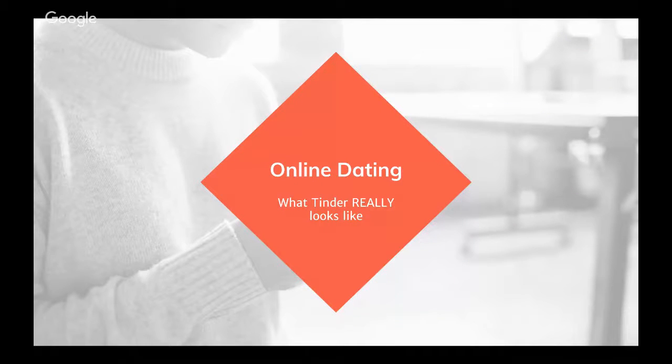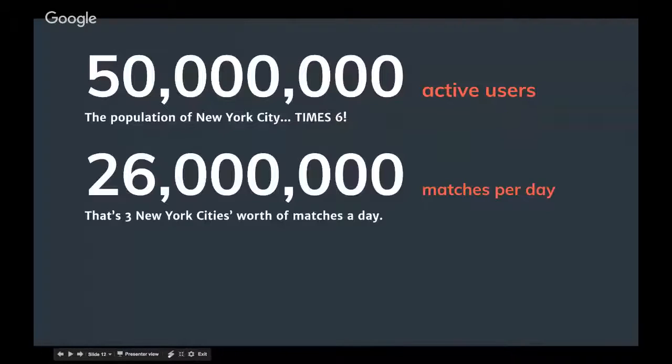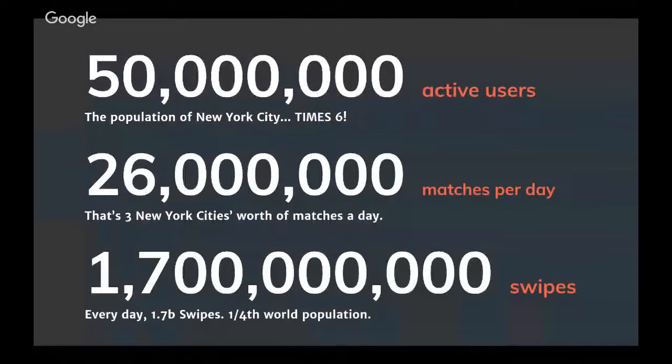Let's dive into the topic and talk about what Tinder is really like. There are about 50 million active users. To give you an idea of what that means, it's basically the population of the entire city of New York times 6. Now, every single day, there are 26 million matches. So out of those 6 New York cities, about 3 cities' worth are just full of matches. And then every day, there are 1.7 billion swipes, which is about 1/4 of the world's population.